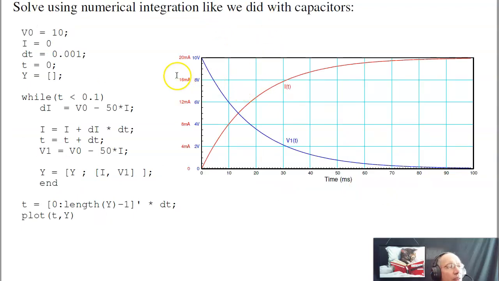If I solve that numerically, like we did before with capacitors, I've got the differential equation for current. I will then integrate over 100 milliseconds, and what you see is that the current builds up just like the voltage on a capacitor built up. The voltage across the inductor starts out large. It initially blocks the whole 10 volts and then drops off down to 0. That's typical with inductors. For an ideal inductor, the voltage at DC is 0. If the current isn't changing, there is no voltage drop across it.